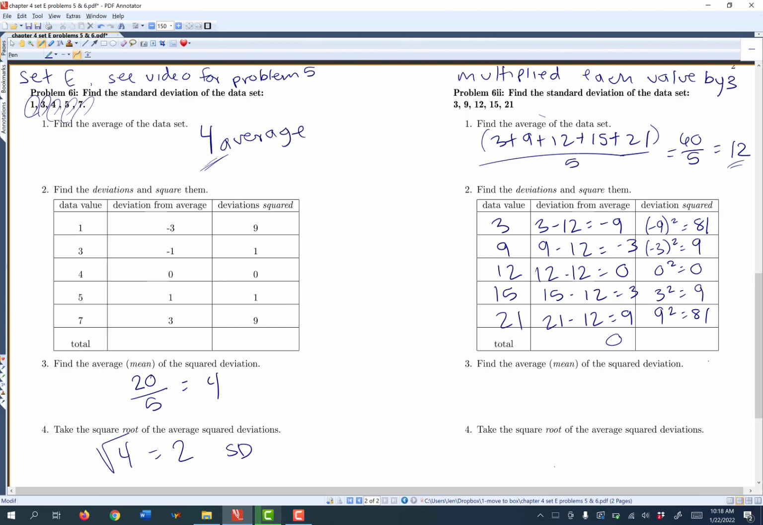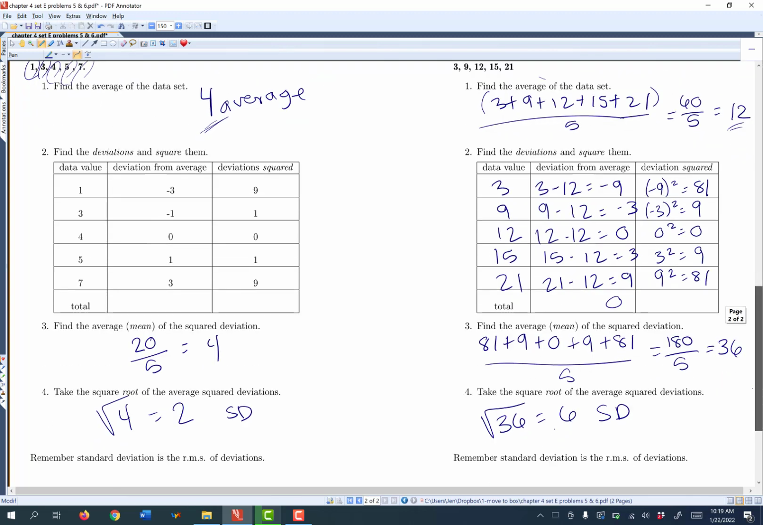Now, find the average or mean of the squared deviations. Well, for that, we have to add all these up. 81 plus 9 plus 0 plus 9 plus 81. And divide by how many there are, 5. So let's see, this should give me 180 over 5, which gives me 36. Now to find standard deviation, you have to take the square root of that. So square root of 36 gives me 6 as the standard deviation.